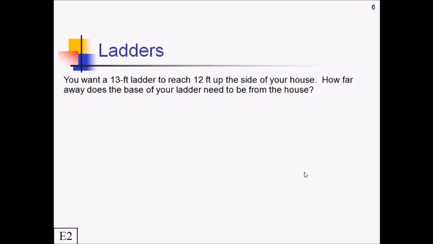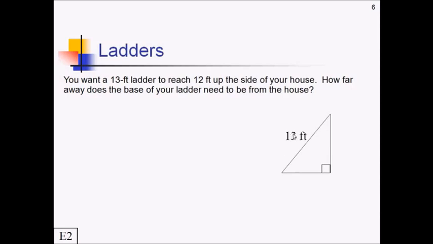I would start by drawing a diagram. So there's going to be a triangular situation here. We've got the ladder as our hypotenuse. The base, how far away the base of the ladder is from the wall, that's going to be the base of our triangle. And then the height here is how high up on the wall the ladder is going.